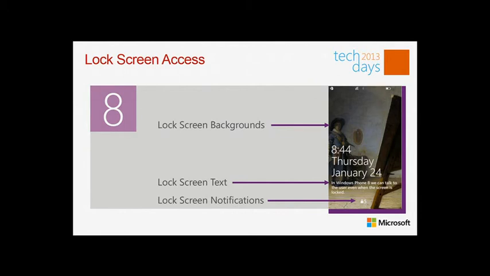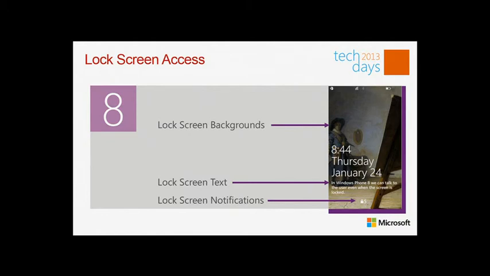The lock screen text, where in Windows Phone 7 that was your calendar, your next meeting, the end user can now choose to change that and make that available to you as a developer. And you can do whatever you choose to do there.